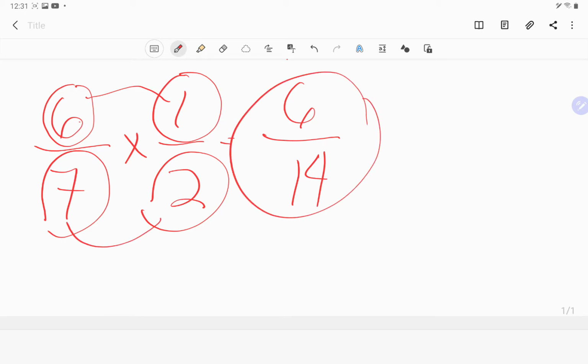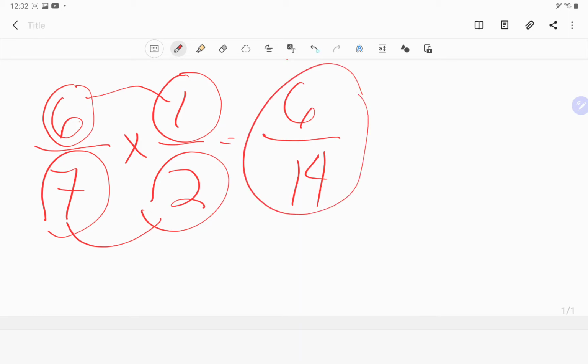6 over 14. Pero meron tayong tinatawag na reducing to lowest term, 'di ba? Sabi kapag nagte-test tayo, multiply the fractions and then reduce to lowest term if possible. Ayun yung mga situation sa mga test or exams natin. So tulad nito, pwede pa ba siyang i-reduce sa lowest term? Of course, pwede pa siyang i-reduce sa lowest term. So mag-iisip tayo ng number na pwede nating i-divide both 6 and 14.